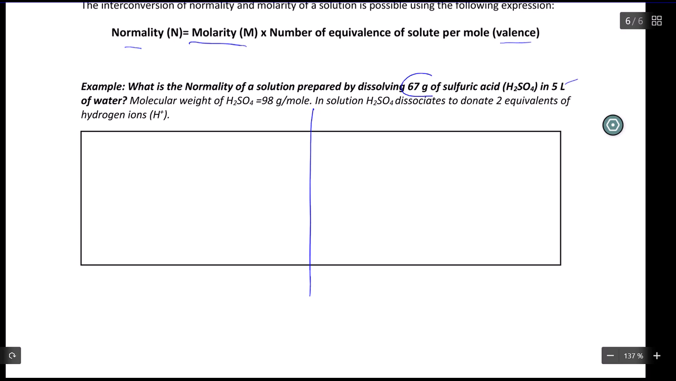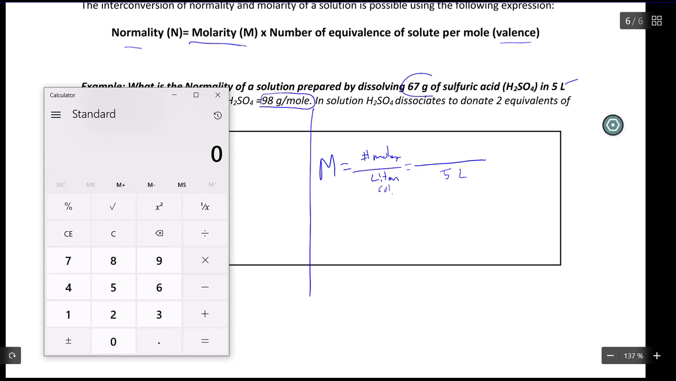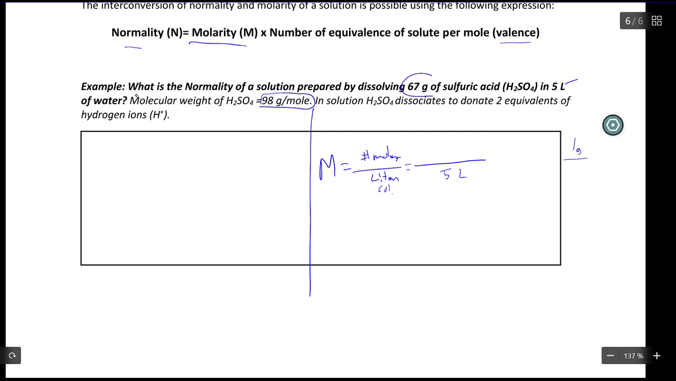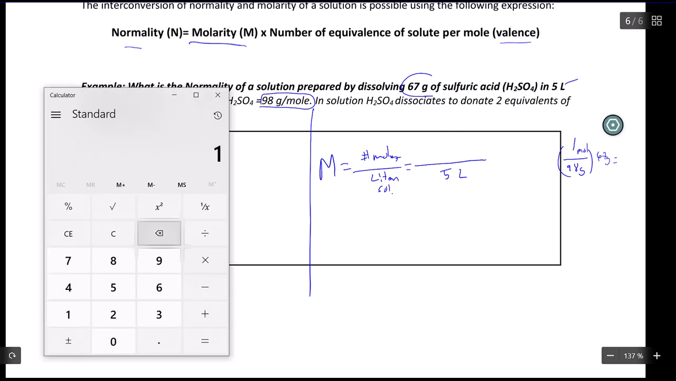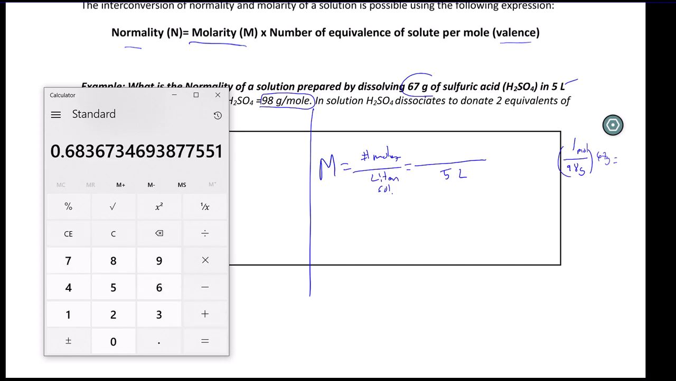If you take the molarity of the solution, so we know the big M is the number of moles divided by liters of the solution. Well, we know that the amount of liters of solution is 5. And we know that the molecular weight for sulfuric acid is 98 grams per mole. So as a side calculation, I have 1 mole every time I have 98 grams. How many moles if I've got 67 grams? So 1 mole is 98. How much do I have if I've got 67? And I've got that number, 0.683.